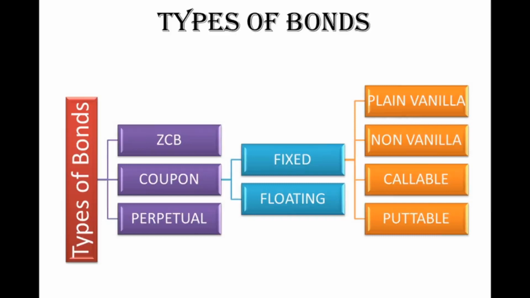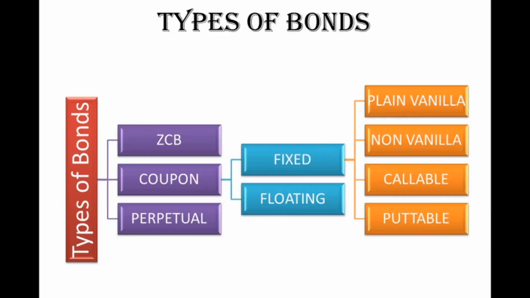So at the time of issue itself, it is determined that the coupon is going to change, and at what percent the coupon is going to change is also determined at the time of issue itself. That's why it is non-vanilla and it is coming under fixed. Whereas floating, you don't know what the coupon rate is going to be because it is going to be based on some market interest rate in future, and we cannot determine whether it will rise or whether it will fall in future.